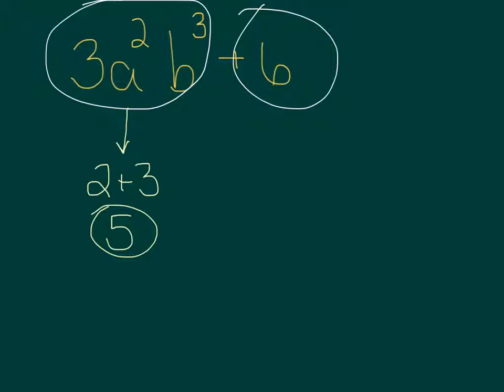So then we go over to the 6 and we find the degree of this, and because it is just a single number, it's a constant, it's a number that never changes, it has a degree of 0. And so if you have a degree of 5 and a degree of 0, you pick the greatest degree, so the degree of this polynomial would be 5.